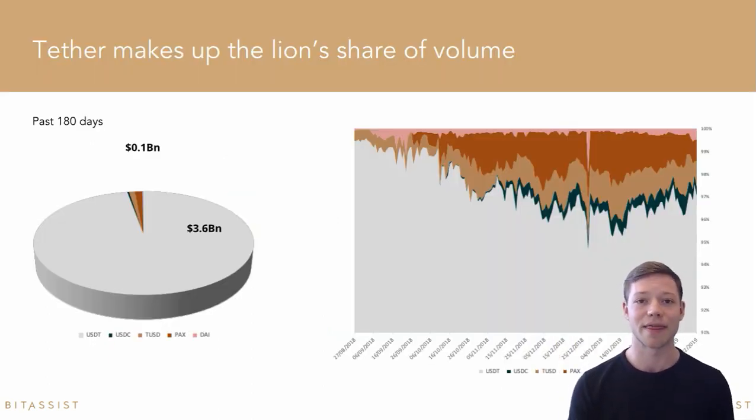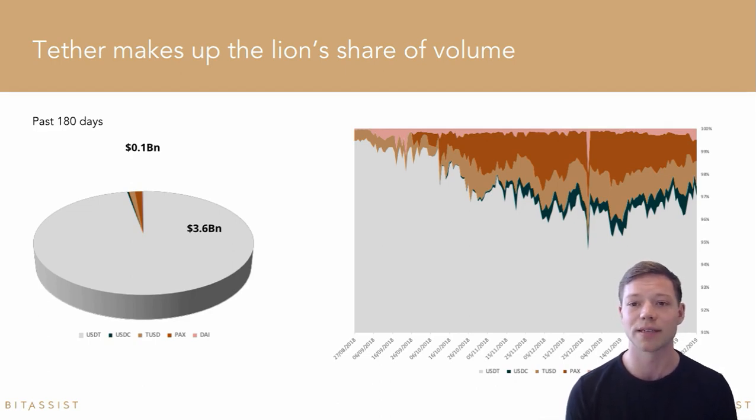Tether is the biggest holder of volume in the stablecoin market. Currently, over the last 180 days, we can see that Tether did about $3.6 billion of volume, with the whole rest of the stablecoin market making up less than $0.2 billion. I've just taken the top 5 here because outside of the top 5, we're really looking at minuscule volume. But the graph on the right shows the share amongst those top 5 stablecoins in the market. And you can see Tether's doing somewhere between 95 and 98% over the last 6 months of trading.